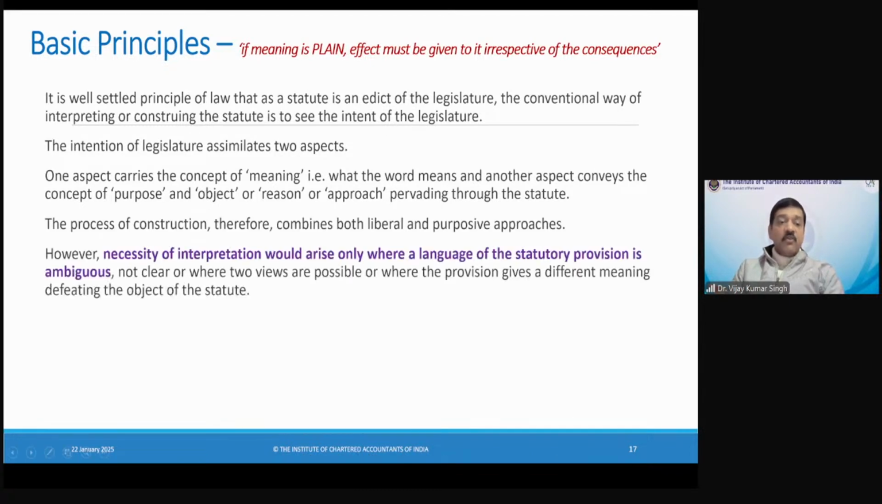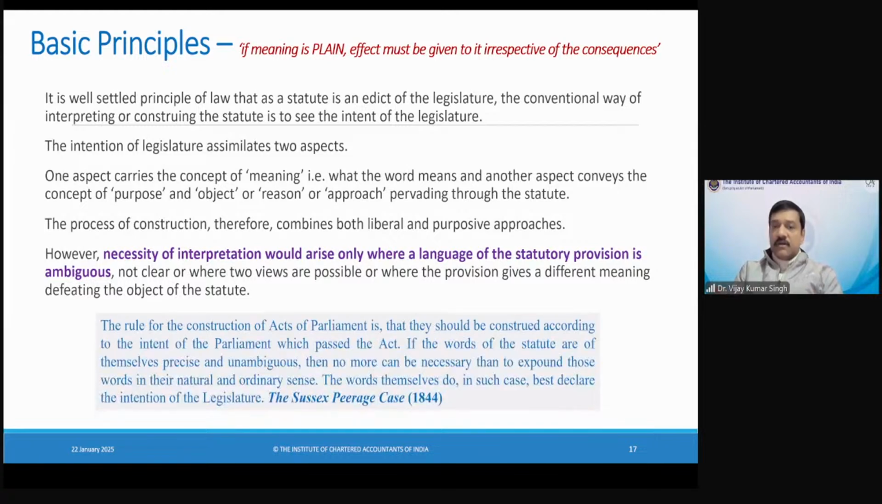Okay, yeah. However, the necessity of interpretation would arise only where the language of the statutory provision is ambiguous, not clear, or where two views are possible, or where the provision gives a different meaning, defeating the object of the statute. So here one has to understand what the meaning is. If the meaning is clear, there is no need for you to give any further interpretation. Let us have an example. The Sussex Peerage case. This was an interesting case. Here, the court said that the rule of construction of acts of Parliament is that they should be construed according to the intent of the Parliament which passed the Act.